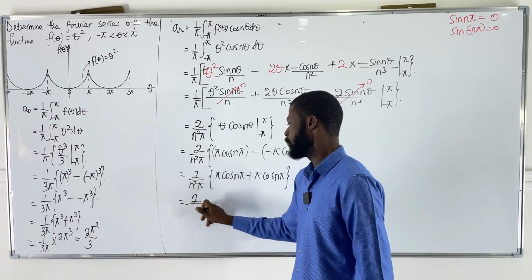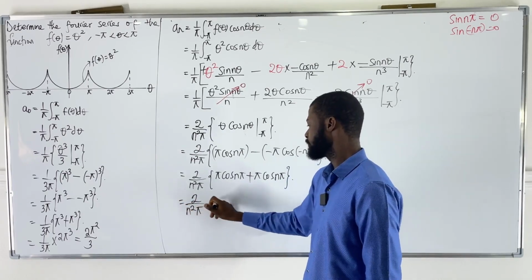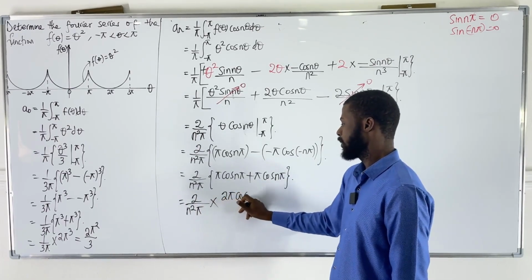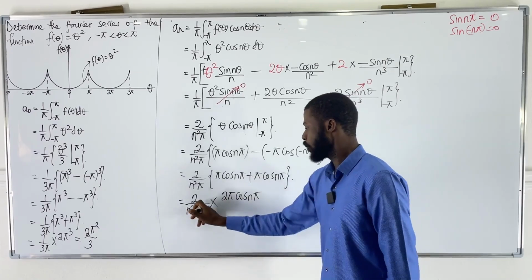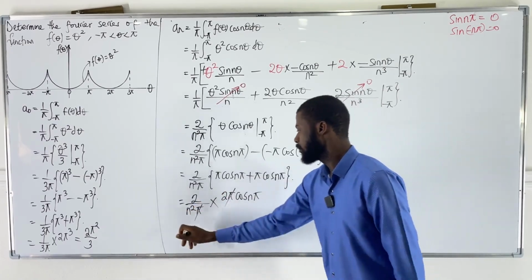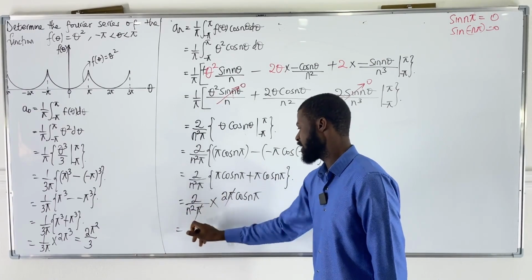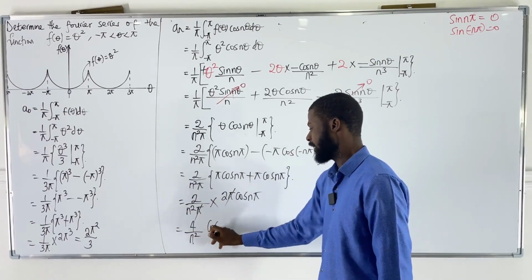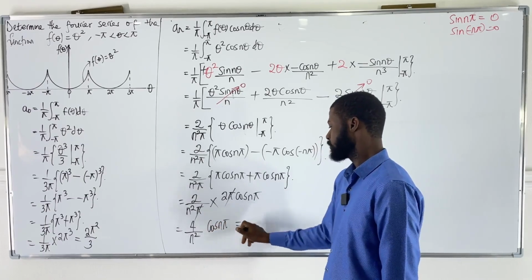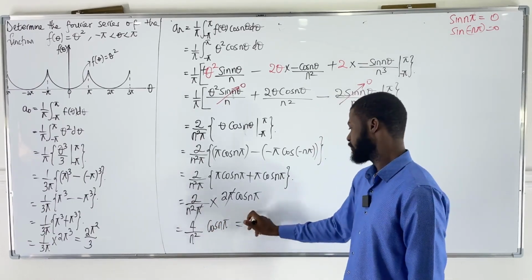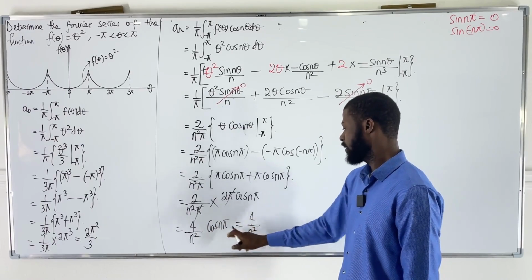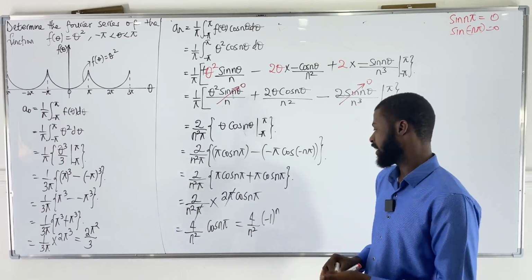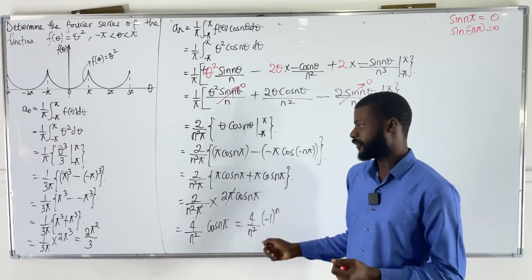So this will be 2 over n squared pi times, when you add these two things up, 2 pi cos n pi. So this pi will cancel out this pi. What will be left will become 2 times 2, that's 4, over n squared cosine of n pi. Now cosine of n pi has a special value. So this is 4 over n squared. Cosine of n pi is minus 1 to the power of n. That's what cosine of n pi is. So this is the special value for it.